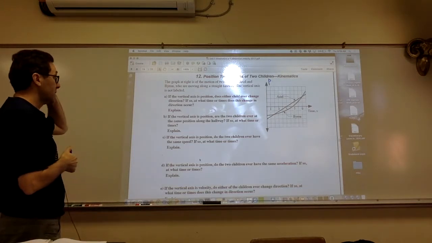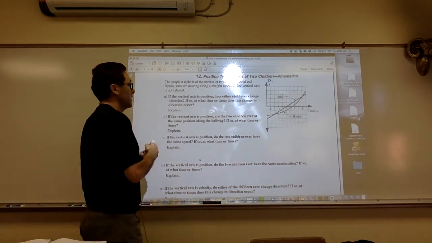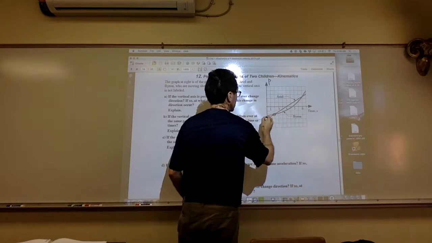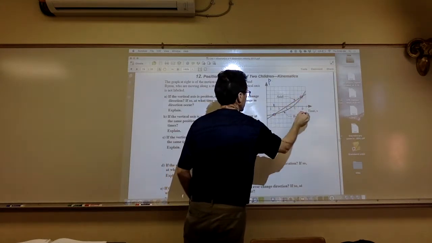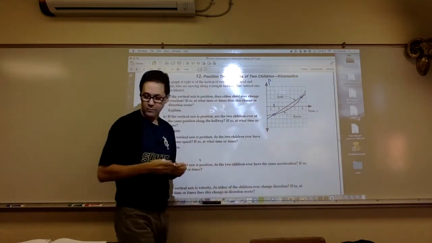If the vertical axis is position, are the two children ever at the same position? Yeah, sure, they're going to be at the same position here, which is about 2 seconds, and here, which is about 9 seconds. Okay.